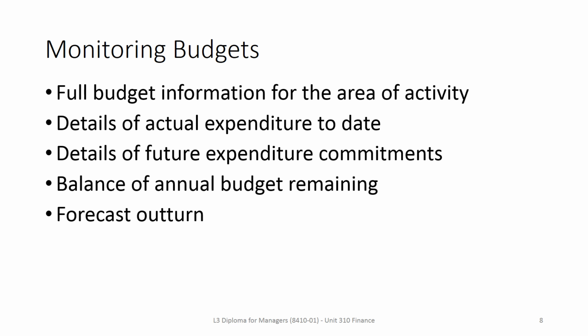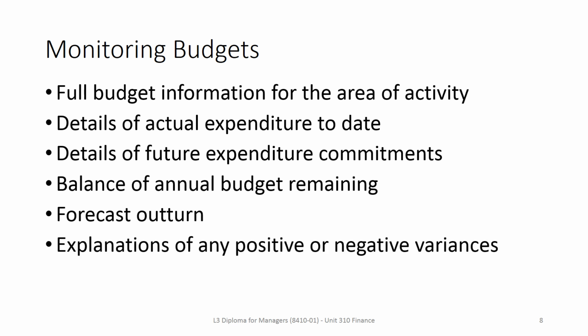A forecast outturn, so that's predicting based on the current expenditure what the anticipated spend is going to be, and then explanations of positive or negative variances. So you'll be comparing expenditure and the forecast to get the variance, and together with the documented tolerances, you'll be looking at action plan and trying to work out what those variances are and where they've come from.